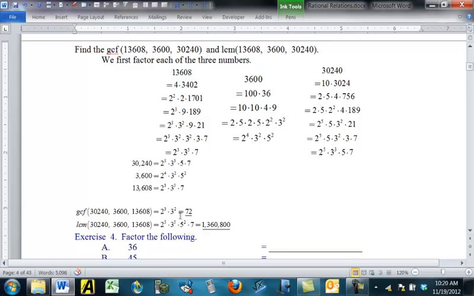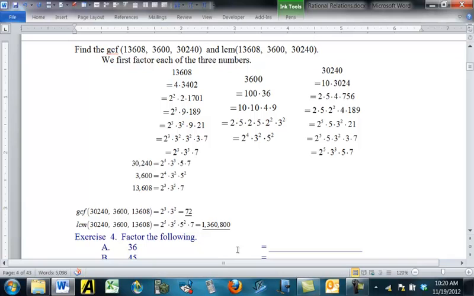You can also get the least common multiple from this pretty easily. You take all the bases and you use the highest power you see. For base 2, the powers are 5, 4, and 3, we go with 5. For base 3, the powers are 3, 2, and 5, we go with the power of 5. For base 5, the powers are 1, 2, and 0, we go with the power of 2. And for base 7, the powers are 1, 0, and 1, we go with 1. Everything else is 0, doesn't show up. So you multiply all those together and you get 1,360,800.